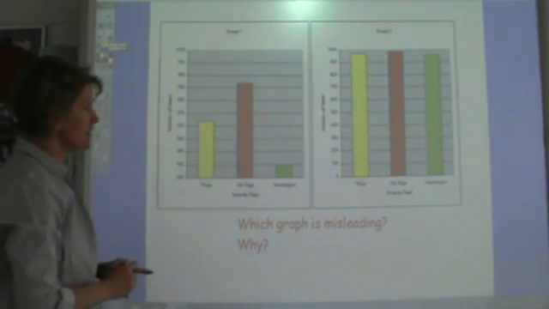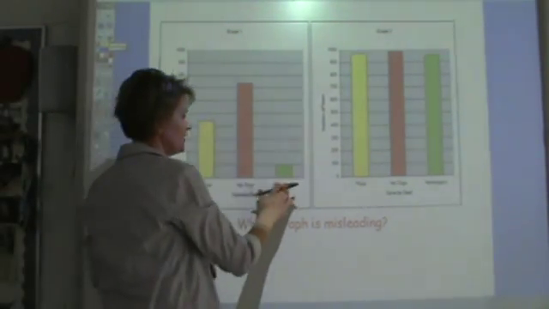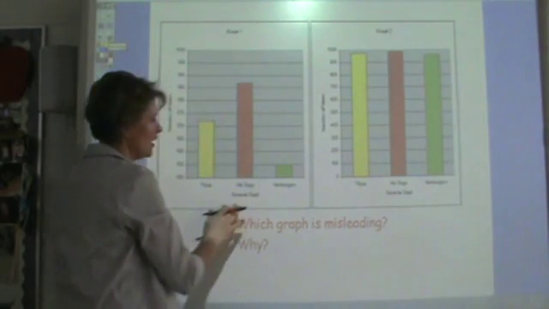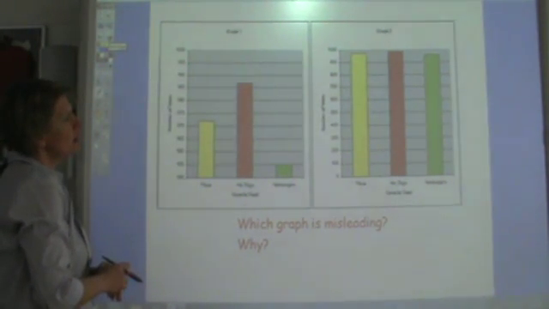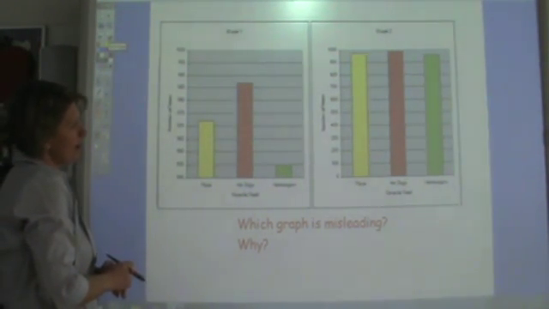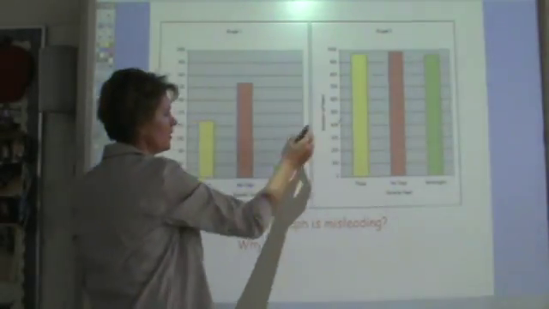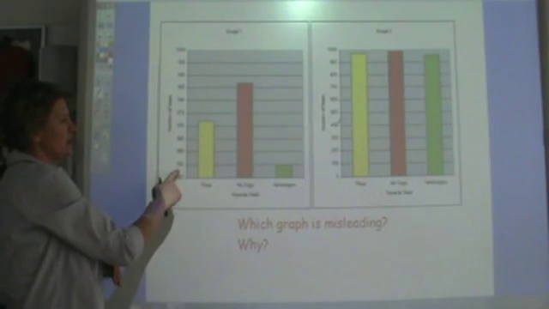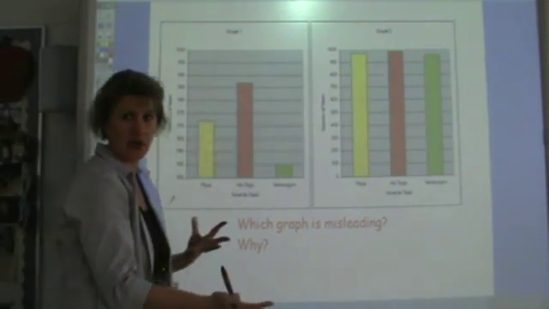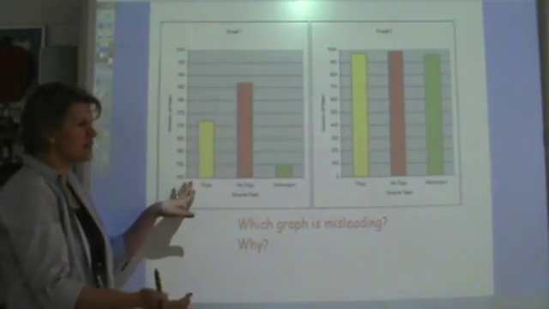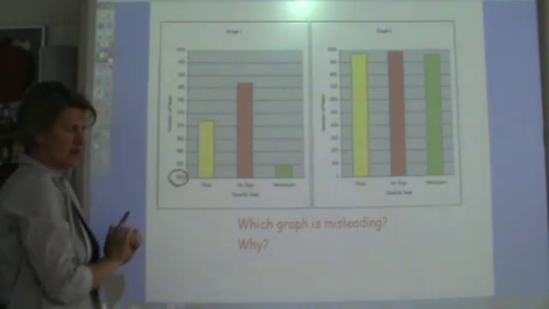All right, which graph is misleading and why? We've got pizza, hot dogs, and hamburgers. Same thing here, listed as our favorite food. If you look at it real closely, this one starts with a 0 and counts by hundreds. This one starts at 950 and counts by 5s. They're both accurate graphs, but this one is misleading because it doesn't start with 0.